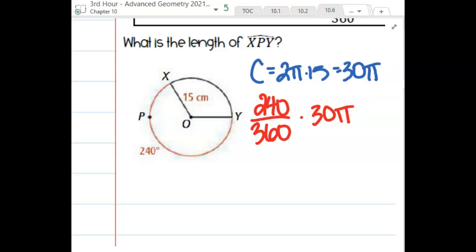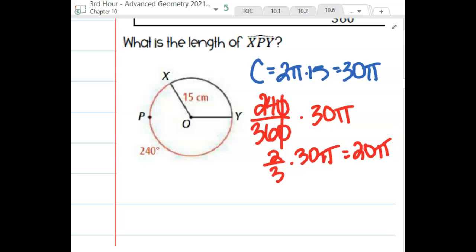Okay? Now, I think most of the ones on your homework are going to work out kind of nice and easy. The ones in our examples don't. But let's go ahead and we can probably just reduce as much as possible. So let's chop off a 0. 24 over 36. What about out of 12? We get 2 over 3 times 30 pi, which would be 60 over 3, which would be 20 pi.